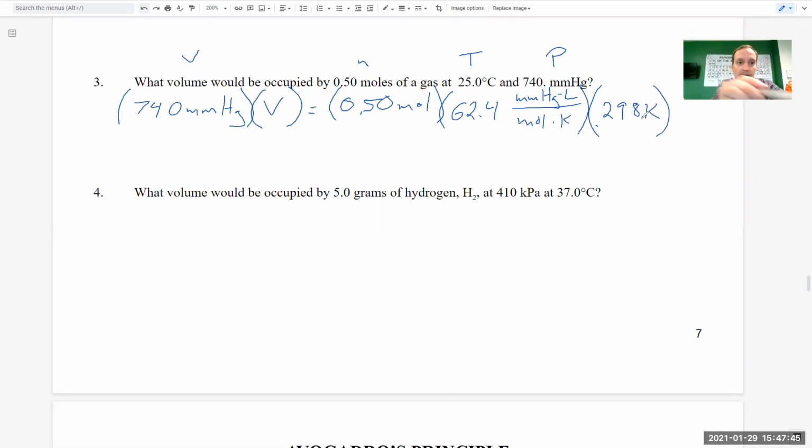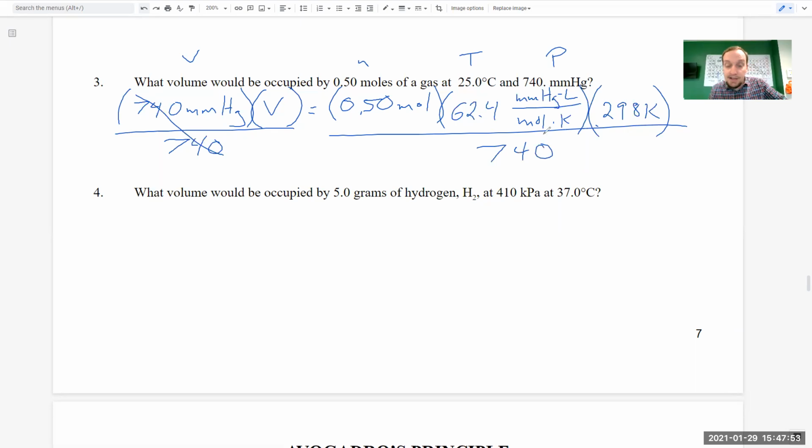Okay, again, I have my V over here, so I need to divide both sides by 740. That will cancel. And I need to do the same thing over here, divide that side by 740, picking up my trusty calculator. I'm going to do 0.5 times 62.4 times 298 divided by 740. And my final answer for my volume comes out to be 12.564. And again, it's going to be in liters because our R is in liters.